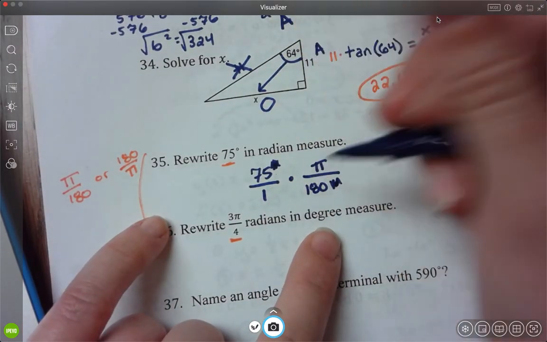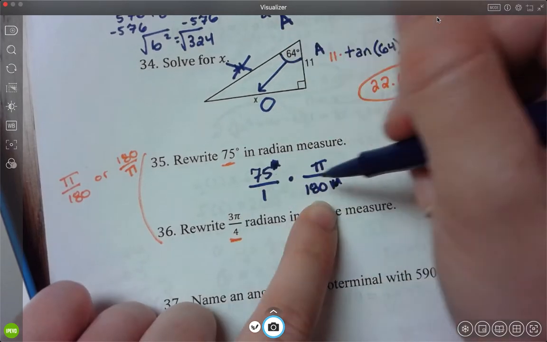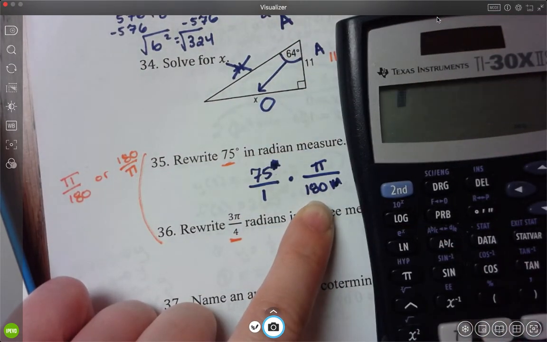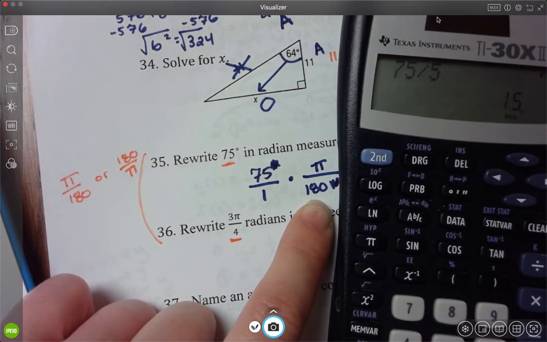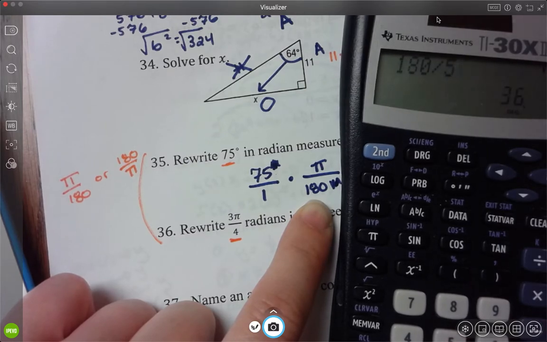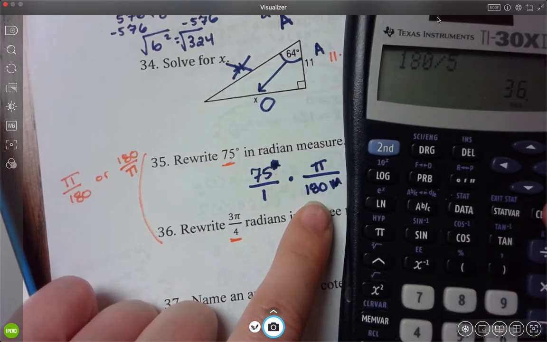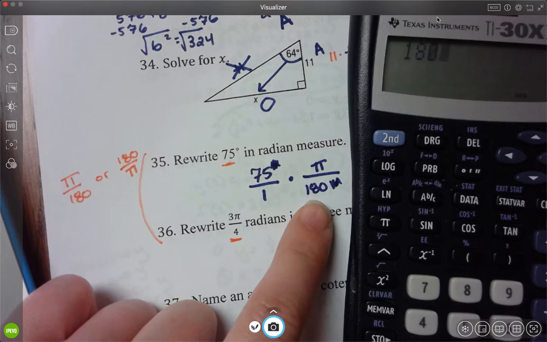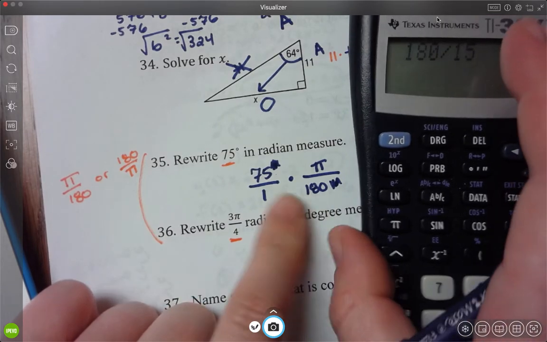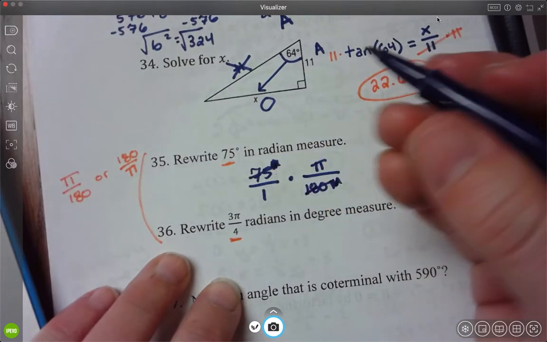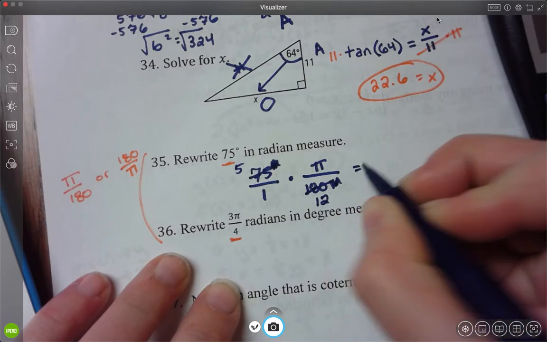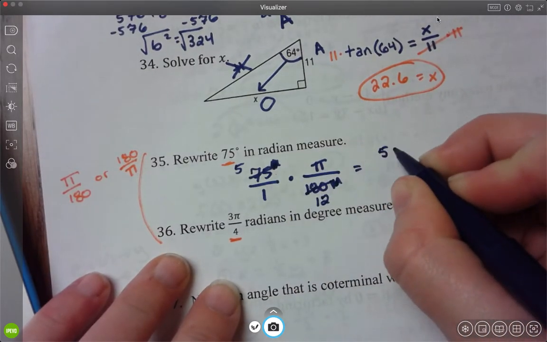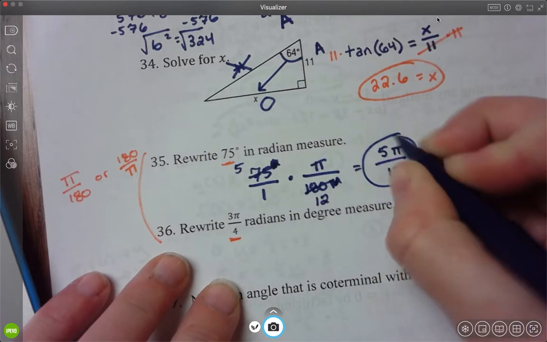And then I just simplify best I can. So 75 and 180, both of those are divisible by 15. 75 divided by 15 is 5, and 180 divided by 15 is 12. So this will look like 5 times pi over 12. That's what it will be. 5 pi over 12 is 75 degrees.